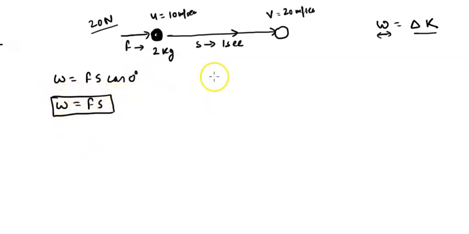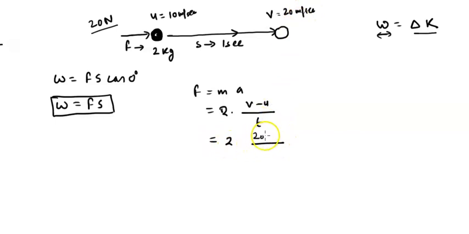Now, what will be the force? The force is already given, or we can find it from here. We know force is mass into acceleration. Mass we can put as 2 kg. Acceleration is the change in velocity upon time. So 2, and the velocity is changing from 10 to 20 in 1 second, so 2 into 10, that means it is coming to 20 Newton. So I'll put 20 Newton.